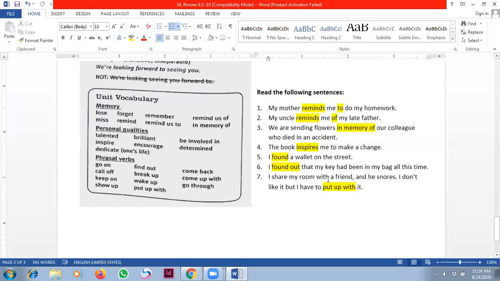I share my room with a friend and he snores. I don't like it, but I have to put up with it. To put up with means to be okay with it.